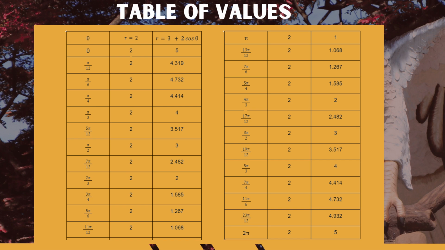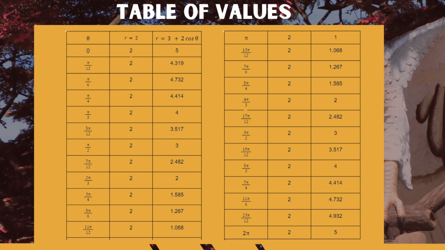And if 7 pi over 12, we got 2.482. If 2 pi over 3, we get 2. 3 pi over 4, we get 1.585. If 5 pi over 6, we get 1.267. If 11 pi over 12, we get 1.068. If pi, we get 1. If 13 pi over 12, we get 1.068. If 7 pi over 6, we get 1.267. If 5 pi over 4, we get 1.585. If 4 pi over 3, we get 2.